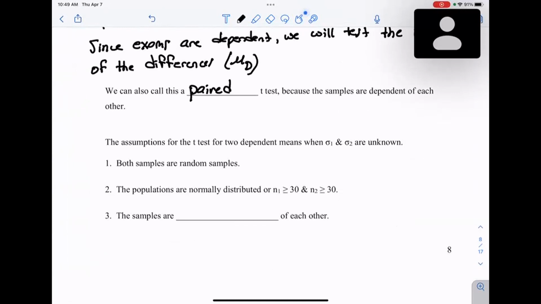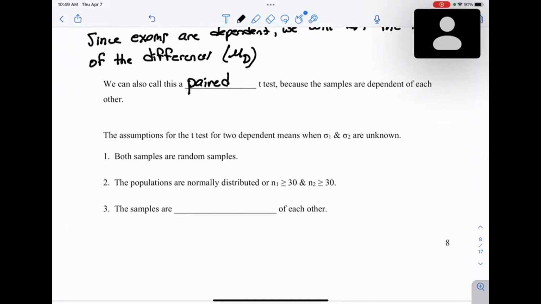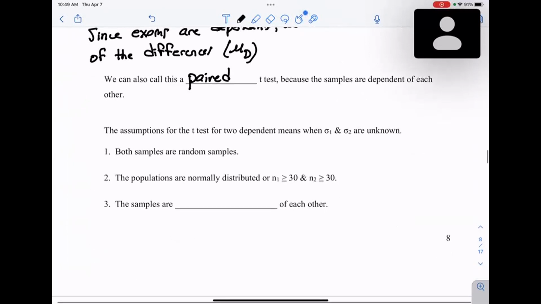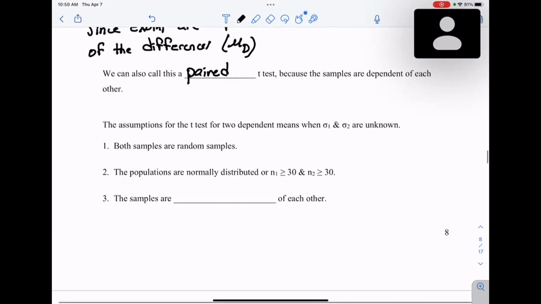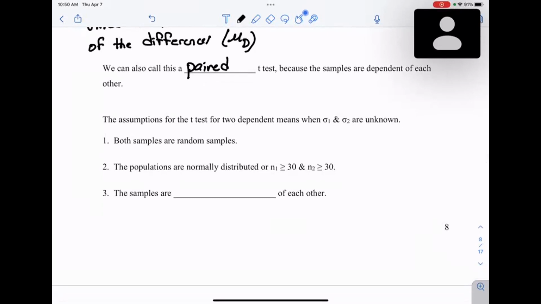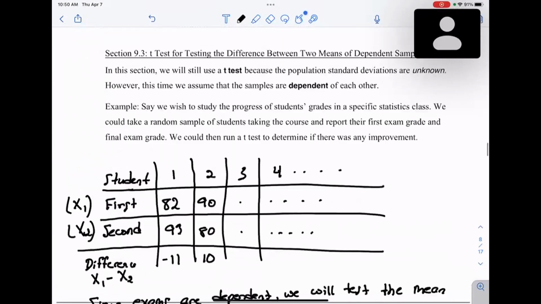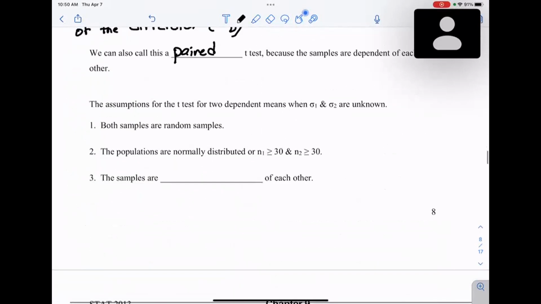Then it has some assumptions that must be made since you're doing a t-test. So obviously you don't know the two population standard deviations, or you would do a z-test. The samples are random. The next one, the populations are normally distributed or their sample sizes are each greater than 30. And then what is this last one, do you think? The samples are what of each other? Dependent in this case, since we're doing a dependent sample test, dependent.